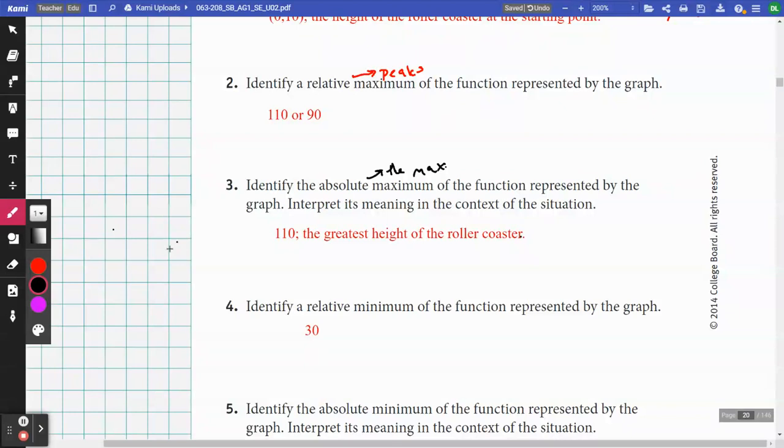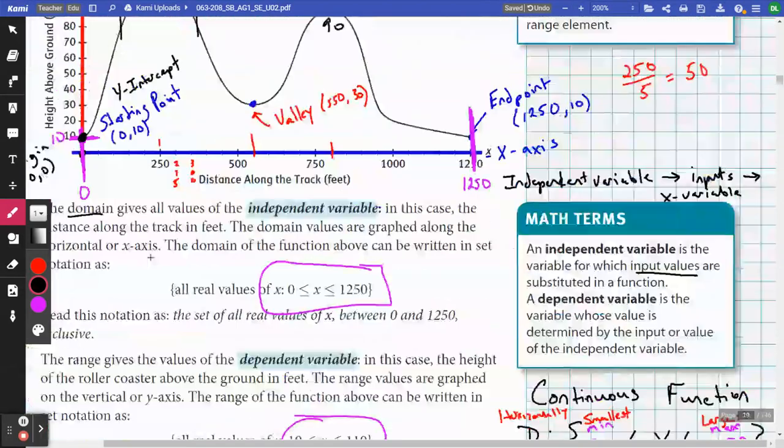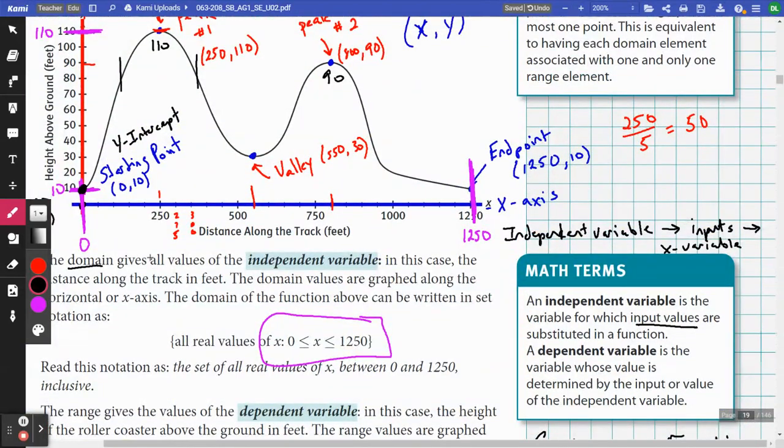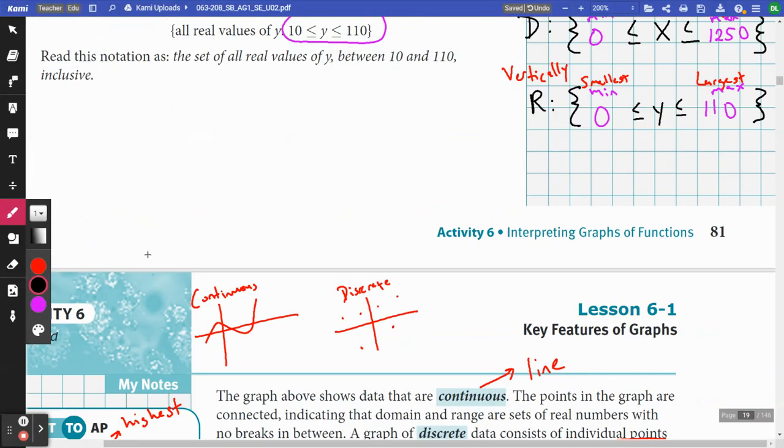Identify a relative minimum. A relative minimum is the valley, right? What's the valley? Do we have a valley? Yeah, we do. It's right here at 30, right? It's right there at 30. We have a valley. It's right there at 30.